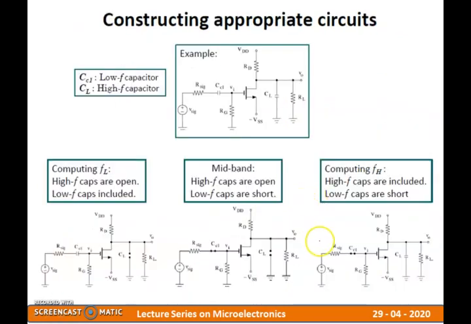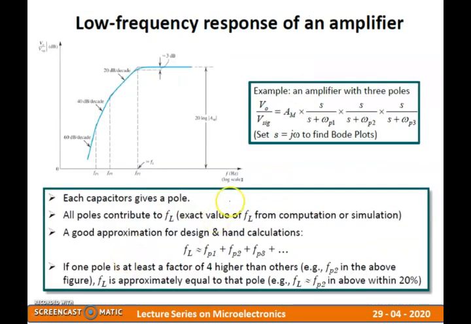So here I had CC1 and CL, which means I am having two poles. If I consider one more capacitance, I need to consider one more pole. So based on that, I will get more and more poles. Whichever impact is largest among all of these, that capacitor will have a main or large impact on the gain of the amplifier.